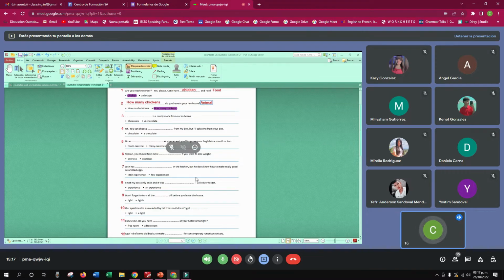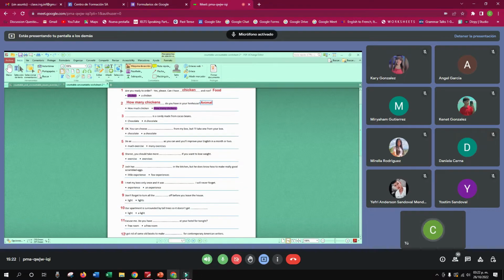I want you to work on these sentences. Choose the correct word. Ahí tienen dos opciones, ustedes van a elegir la forma correcta. Lean bien la oración para que ustedes sepan qué forma es la que van a utilizar. Work. Trabajen, chicos. Si tienen preguntas, levanten su mano y yo les ayudo con gusto. So you have 4 minutes. 4 minutos para que trabajen en estas oraciones, chicos.